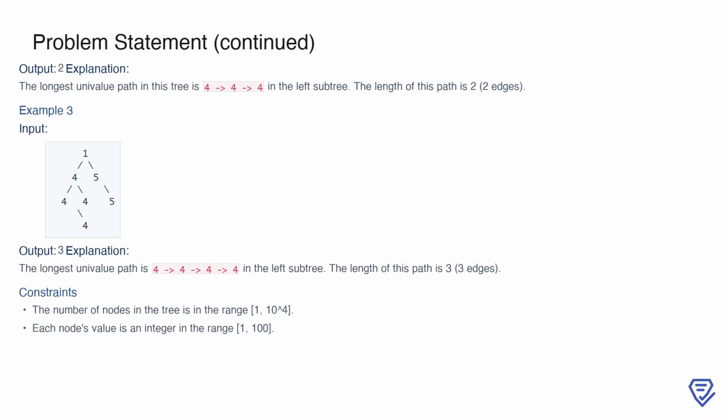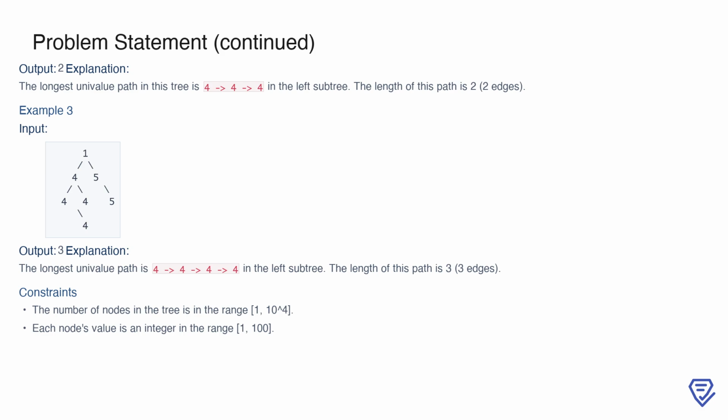Now consider another example. In this tree, the root node has the value 1, the left child has the value 4, and the right child has the value 5. The left subtree has two child nodes, both with the value 4, and the right subtree has a single child node with the value 5. Here, the output is also 2, because the longest univalue path is in the left subtree, formed by the nodes with the value 4. This path spans two edges.